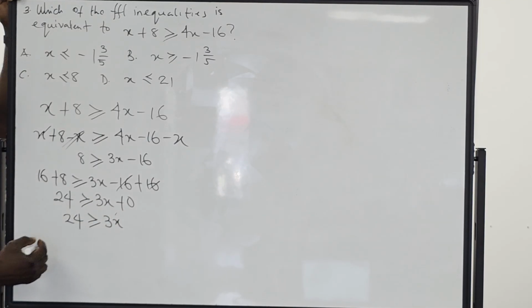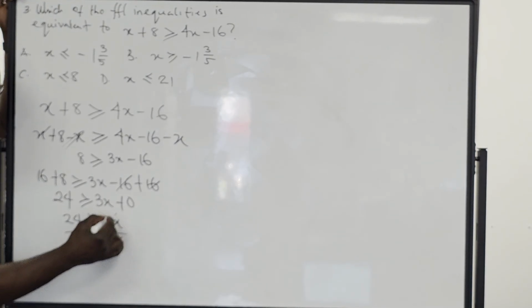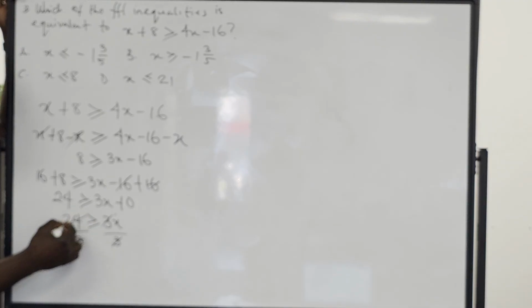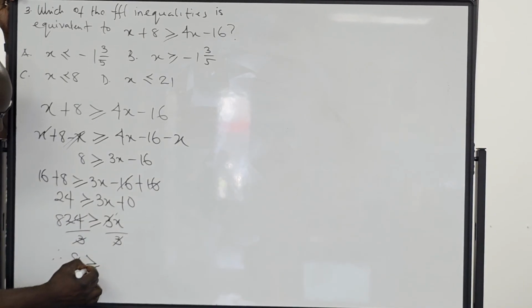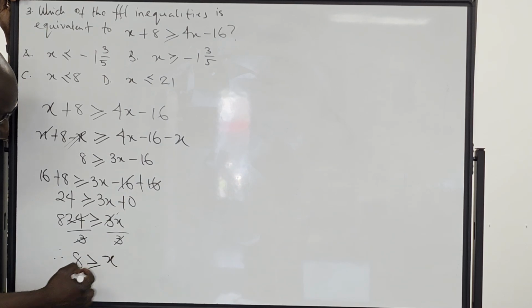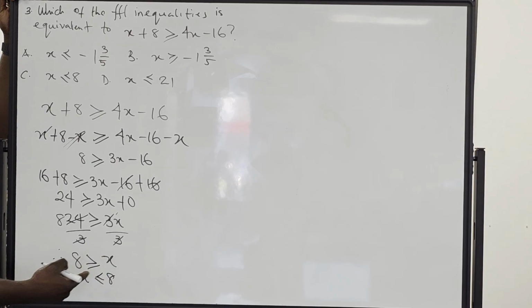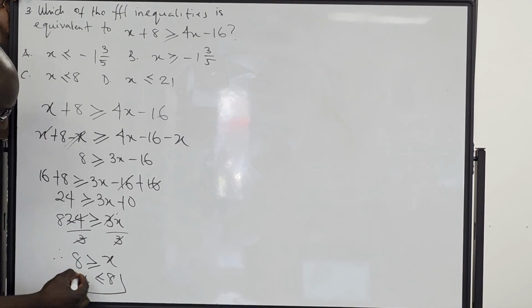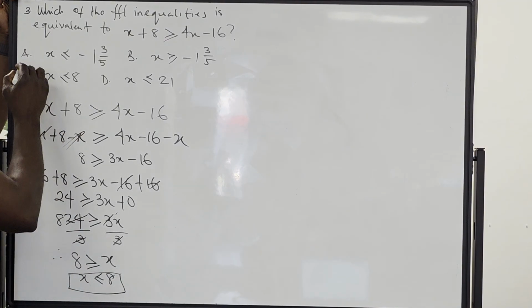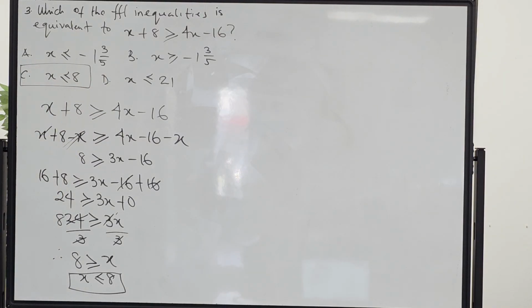So divide both sides by 3. That will remove this 3 right here, and 24 divided by 3 is 8. So 8 is greater than or equal to x, which is the same thing as x is less than or equal to 8, right? Because if 8 is greater than x, that means that x is less than 8. So the answer is x is less than or equal to 8, which is option C right here. x is less than or equal to 8.